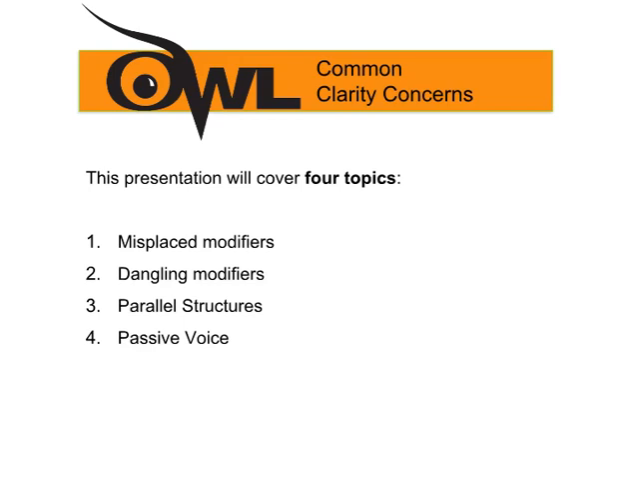This presentation will cover 4 topics: misplaced modifiers, dangling modifiers, parallel structures, passive voice. A modifier is a word, phrase, or clause that describes another part of a sentence. A misplaced modifier is improperly positioned in relation to the word, phrase or clause it is supposed to describe.